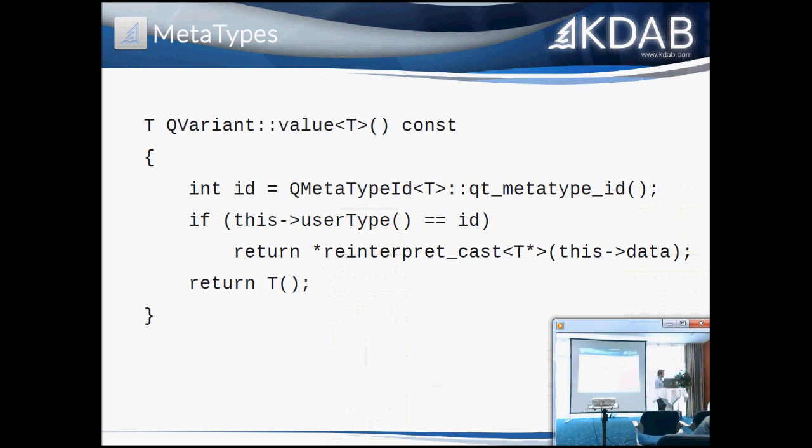So the way that it extracts the value, again, is reinterpret_cast what's in the union and returns that. Otherwise, it returns the default constructed T. So the types that you put into a QVariant, one of the restrictions that is on them is they must be default constructible.